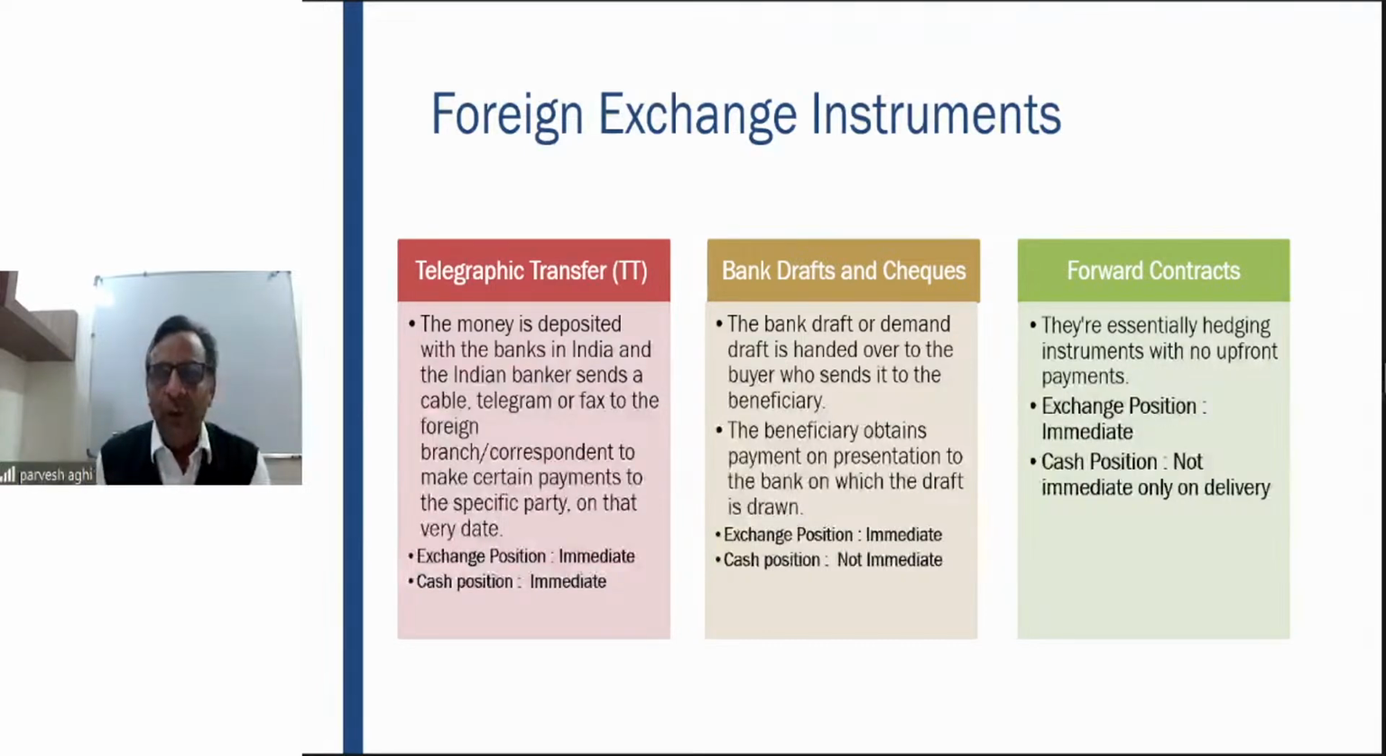So since you are entering into forward contracts, which don't involve an upfront payment, the exchange position is immediate, but the cash position is not immediate, only on delivery. That means only on the date of maturity of those forward contracts is your Nostro account going to get affected. Till then, you have made commitments to someone, so you put it in an exchange account, but your cash position is not going to get affected.